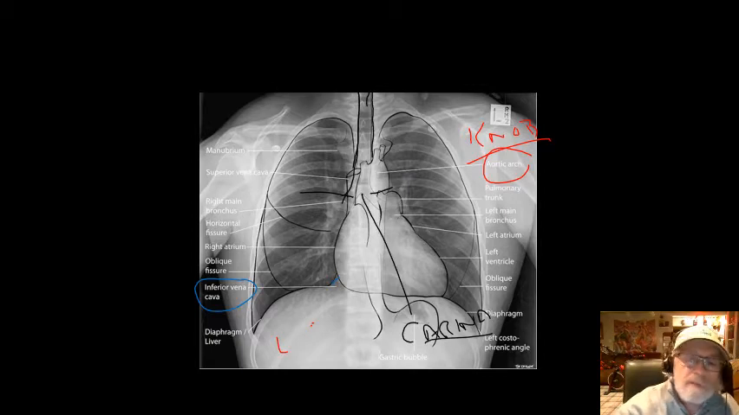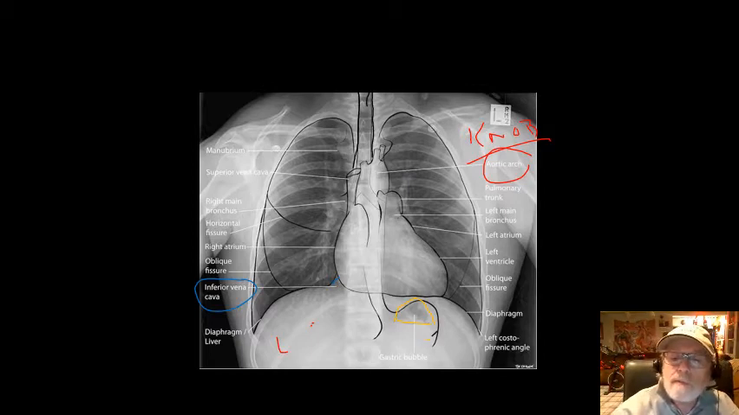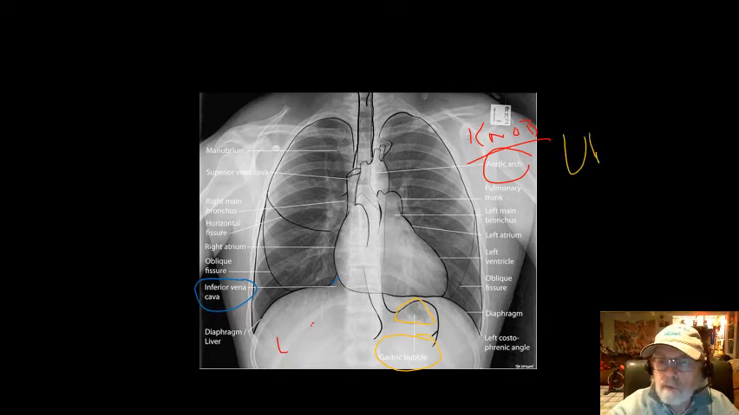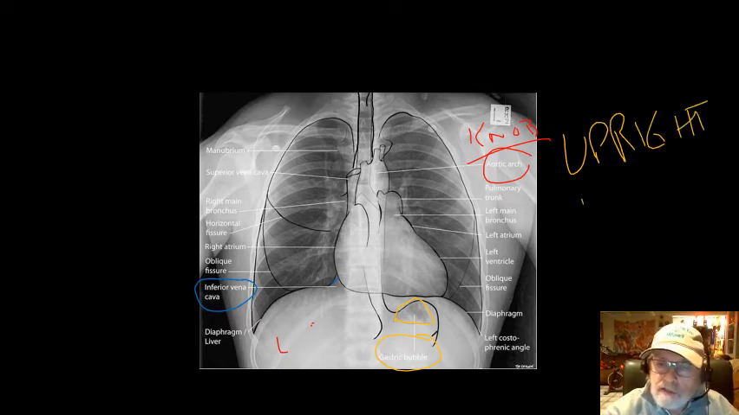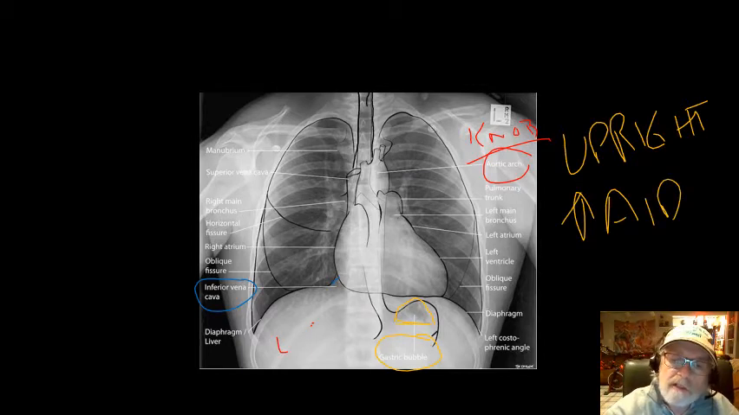One other thing I should point out here, we'll probably talk about it a little more when we get to the gastrointestinal system, is that right down here, you see a little bit darker area. That's called the gastric bubble. All chest x-rays, or most of them, are taken upright, and what that means is air rises. So what we see here is an air fluid level. Below that would be fluid in the stomach, and that would be a little air bubble right there.